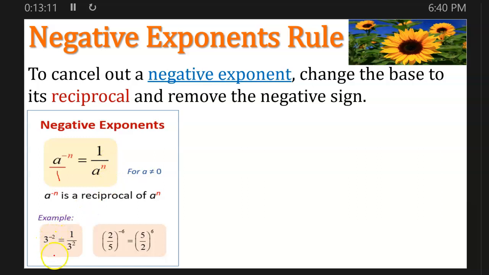Okay, let's look at another one. 3 to the negative 2 is 3 over 1, right? If we turn that whole number into a fraction. So flip that around and you end up with 1 over 3 squared, okay? This one is a fraction to the power of -6. And so when we flip that fraction around, that -6 becomes a +6.